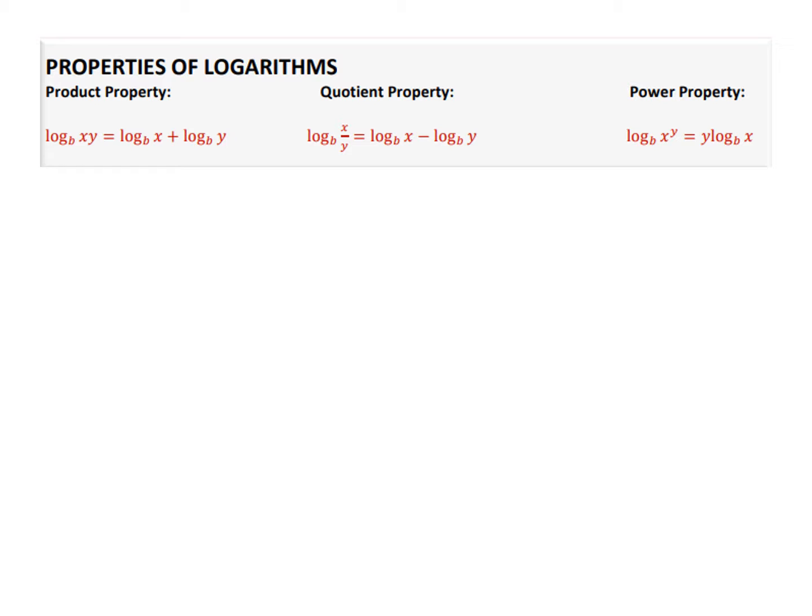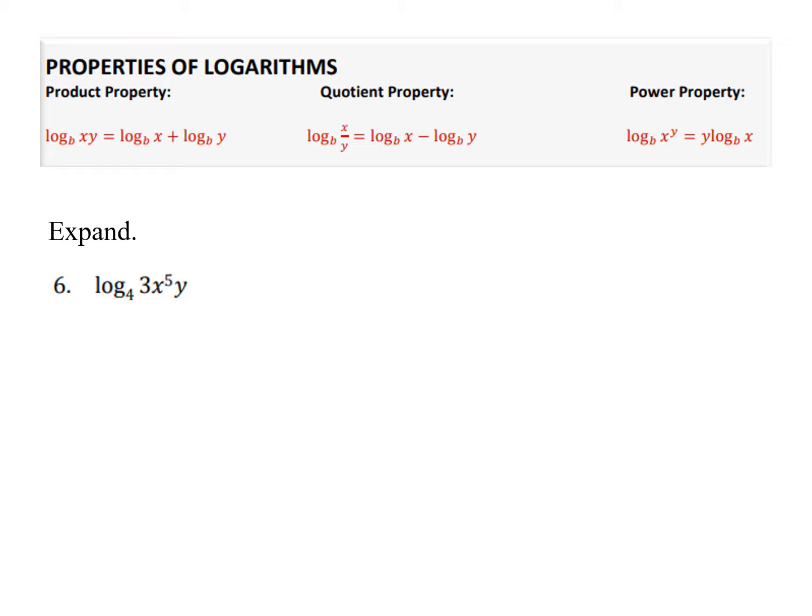And then another property that we're going to take advantage of fairly often is that if you have the log of something to a power, we can pull that power out and write it as y log of x. We're going to use that quite a bit.